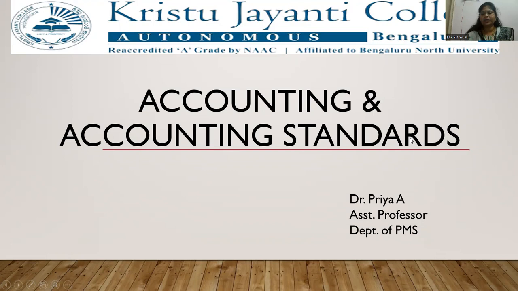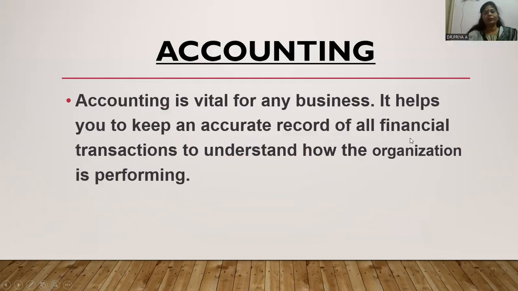So here we will discuss the basic fundamentals, objectives, characteristics and different branches of accounting, scopes and limitations. Accounting is vital for any business. It helps you to keep an accurate record of all the financial transactions to understand how the organization is performing. In other words, it is a process of reporting, recording, interpreting, summarizing, and analyzing the data. So, the introduction of accounting helps the decision maker of a company to make effective choices by providing accurate information on the financial statement of the business.